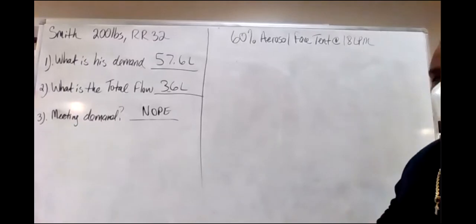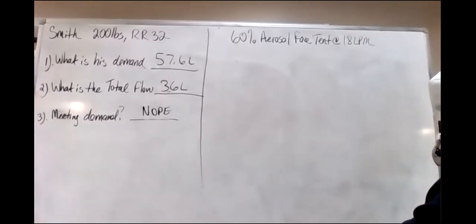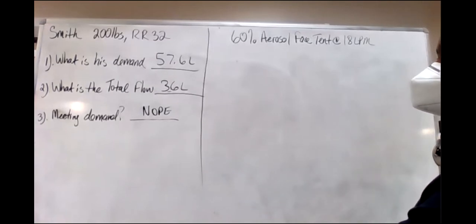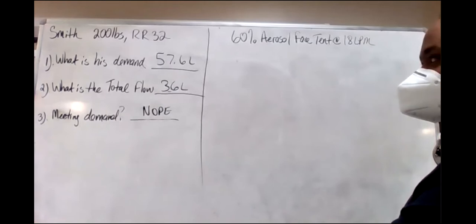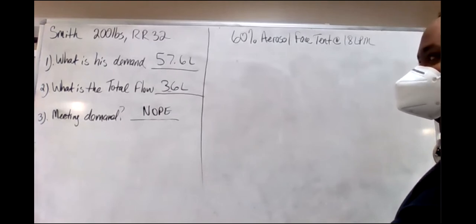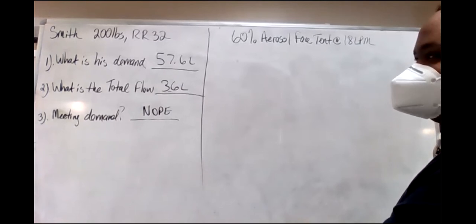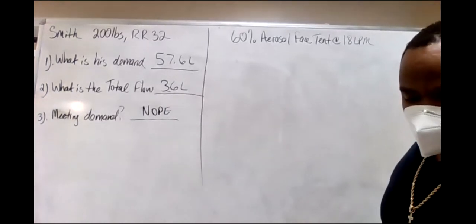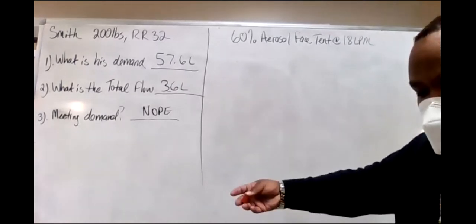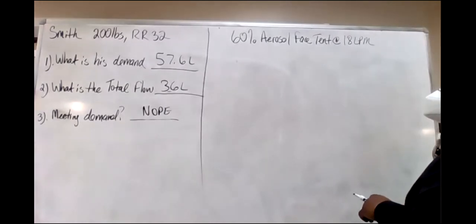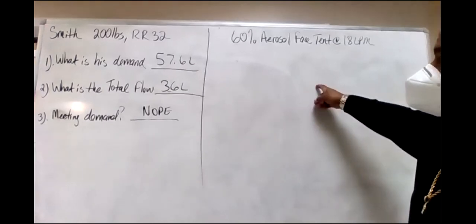All right, guys, these are the answers right here. Mr. Smith's demand is 57.6. The total flow of this device is 36 liters, and we are not meeting his demand. He is 200 pounds at a respiratory rate of 32. So to find the tidal volume, of course, is three times 1 cc per pound, right? So if he's 200 pounds times three is 600. 600 times 32 gives us a minute ventilation of about 19.2. You do that times three and you get 57.6.